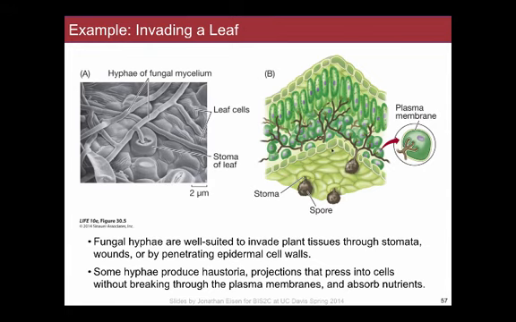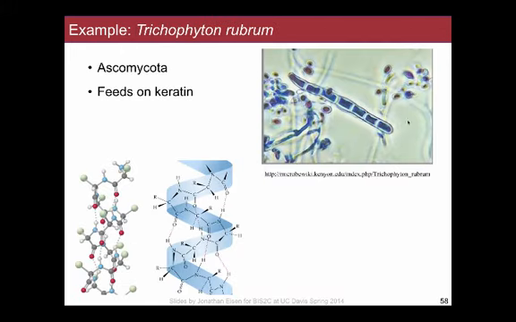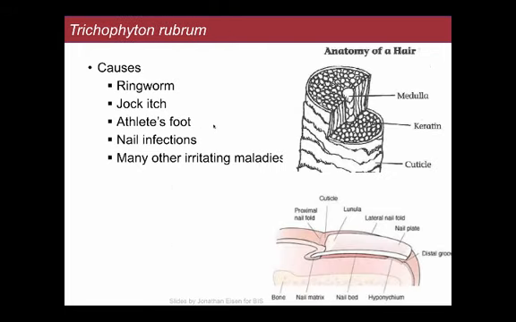Their hyphae grow inside the interior of plants, and then they can steal sugars and other nutrients from the plant from the inside. There's another one that's very well-known called Trichophyton rubrum. It's an Ascomycota. It feeds on keratin. For example, this species is the causative agent of things like jock itch and athlete's foot and the nail infections that many people get, and ringworm.